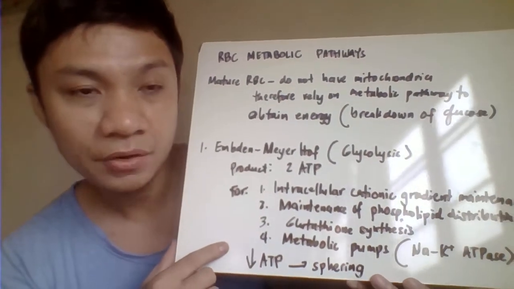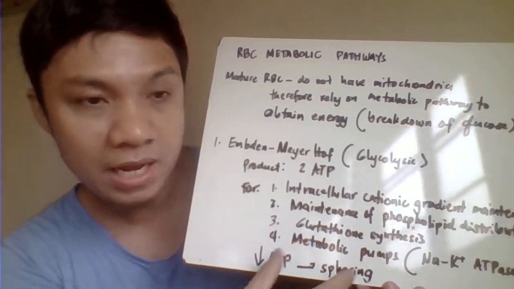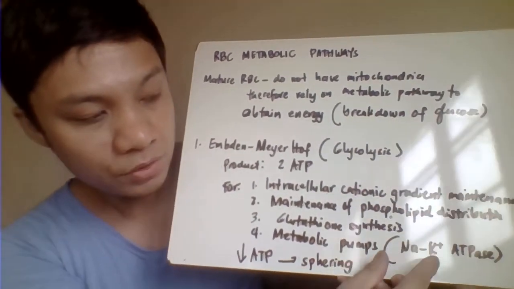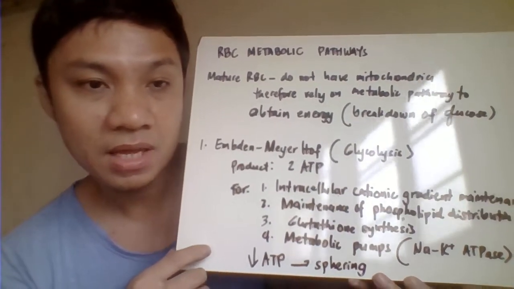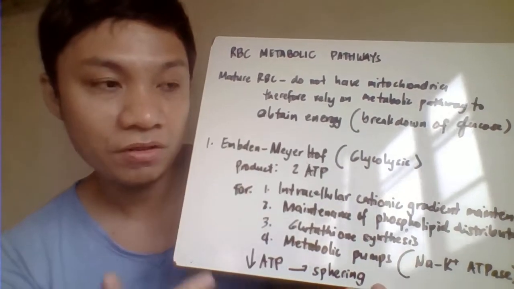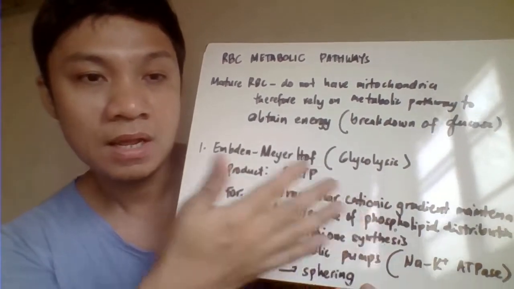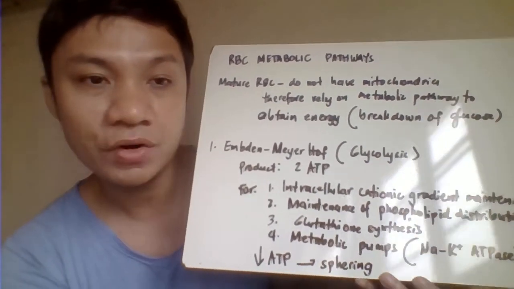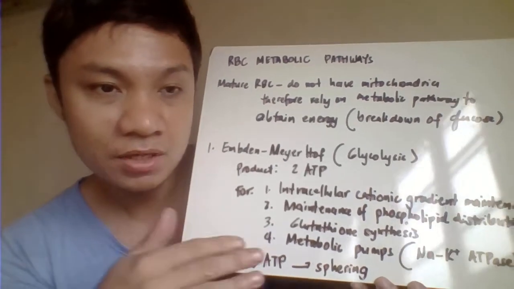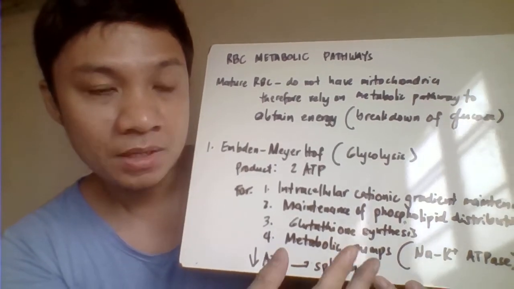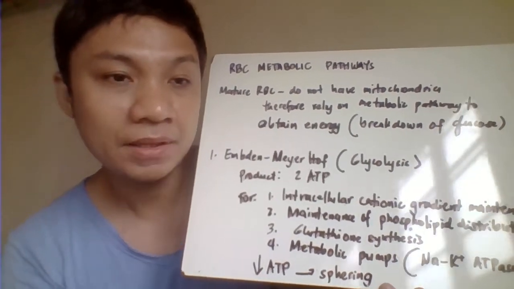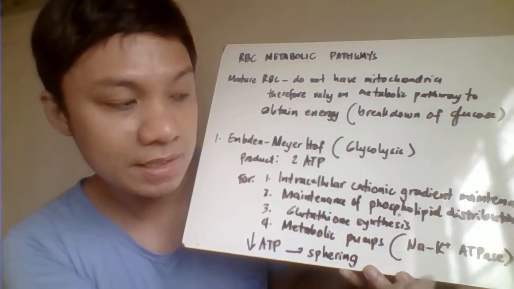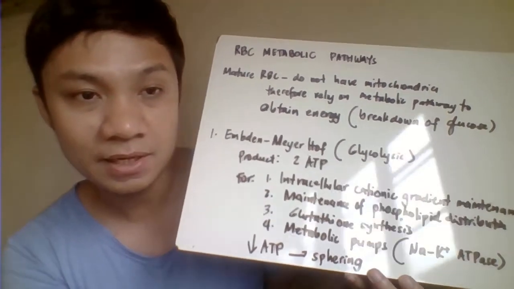Second one, your ATP is also needed here for metabolic pumps. Example for that, we have your sodium potassium ATPase pump. This is a pump that tries to regulate the in and out of your intracellular potassium and your extracellular sodium. Meaning to say, this allows for the maintenance of a high level of potassium na nasa loob ng membrane natin, ng RBC natin, at mababa dapat na concentration outside of your RBC membrane for the sodium, because your potassium is intracellular and your sodium is extracellular dapat.